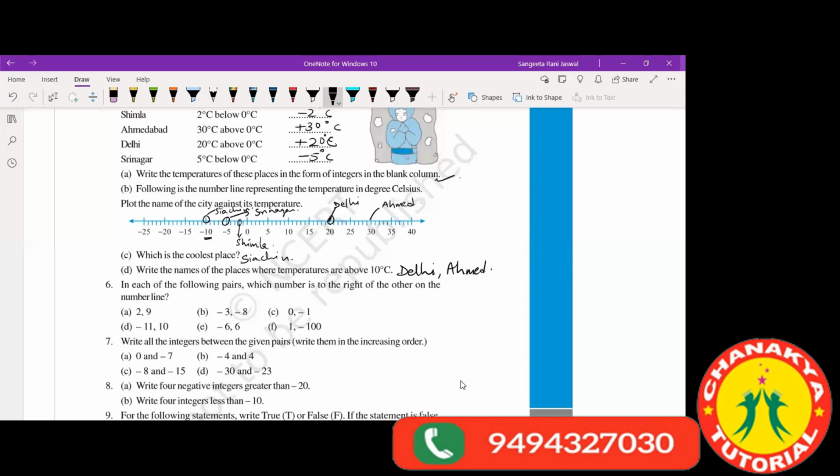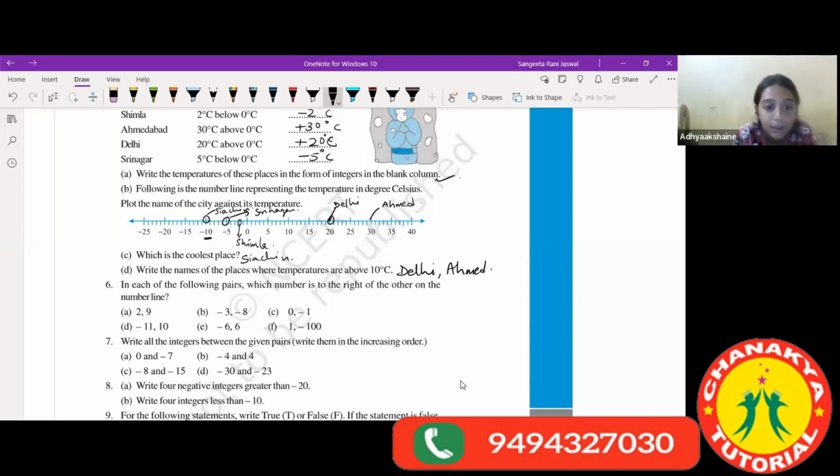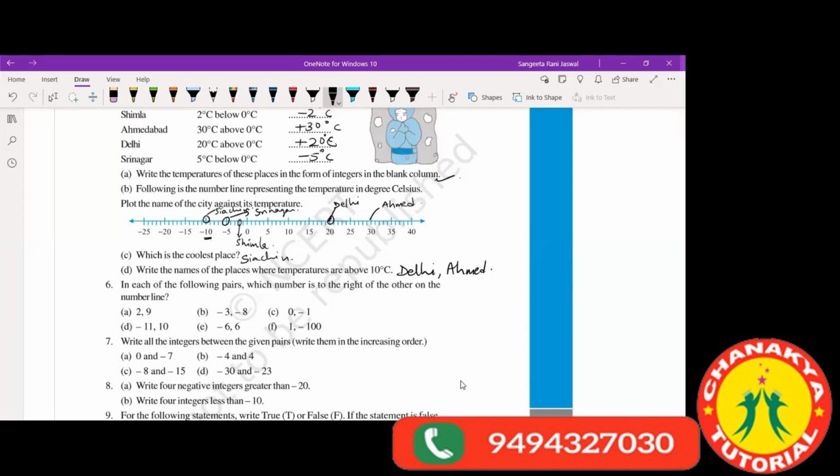Unmute and say. Unmute, beta, you are on mute. Between 2 and 9, which is the greater number? Both numbers are positive. Unmute and say, you are on mute. Adya, unmute and say. Ma'am, I'm thinking, ma'am. 1 minute. Between 2 and 9, which is the greater number?